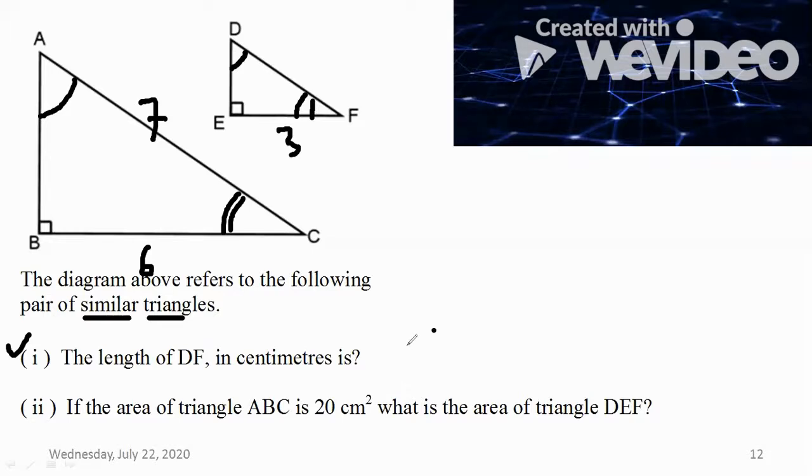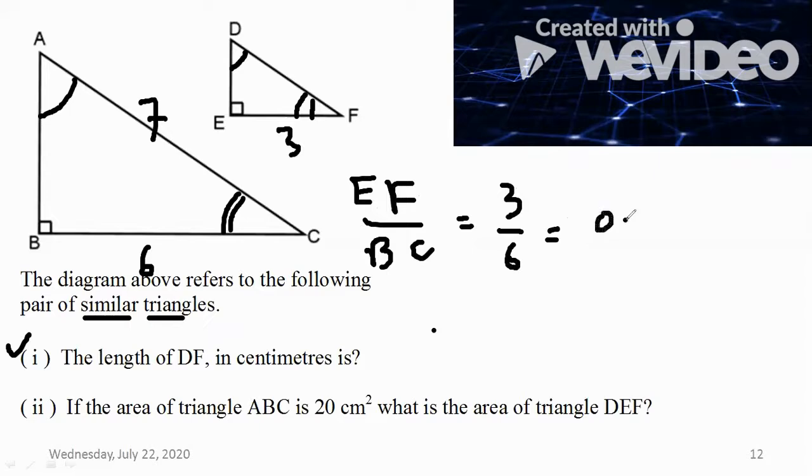Alright, so since the triangles are similar, their sides are proportionate. As you can see, side EF is proportionate to BC, meaning if you divide those two numbers, you're going to get a constant, which is 0.5. That's our scale factor.